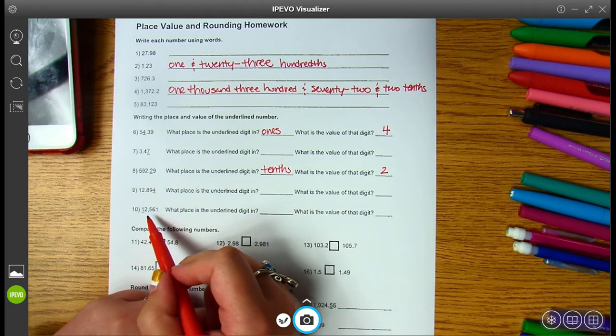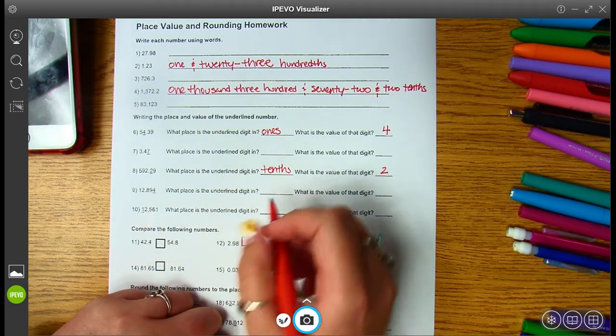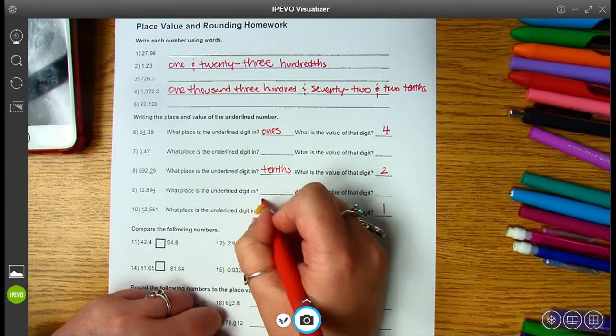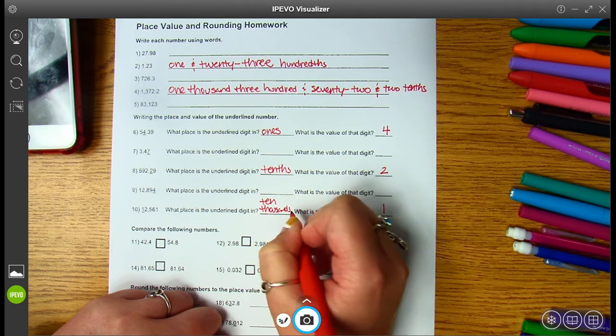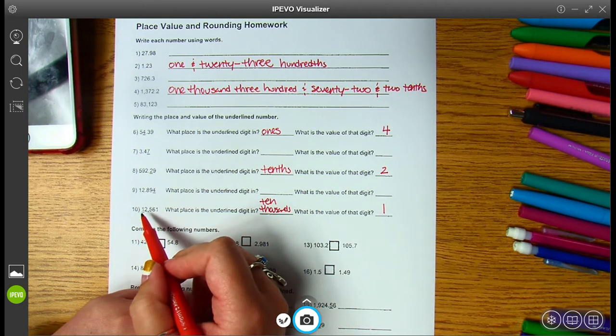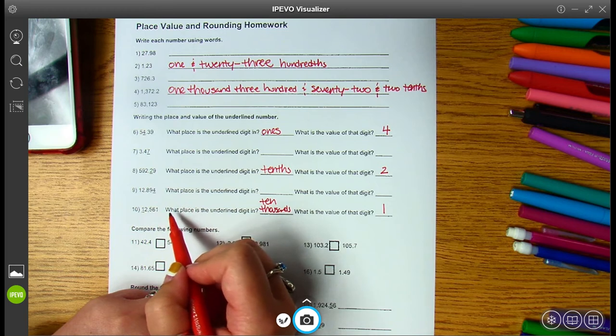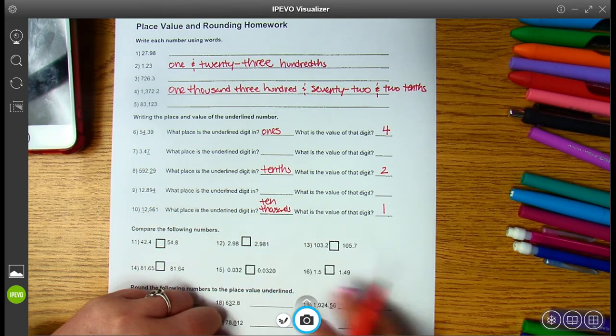Okay, that is not a decimal, that is a comma. So this is thousands, 10,000s. So this 1 is in the 10,000s place. And it's not a TH because it's to the left of the decimal. To the right of the decimal has TH endings, and to the left of it does not.